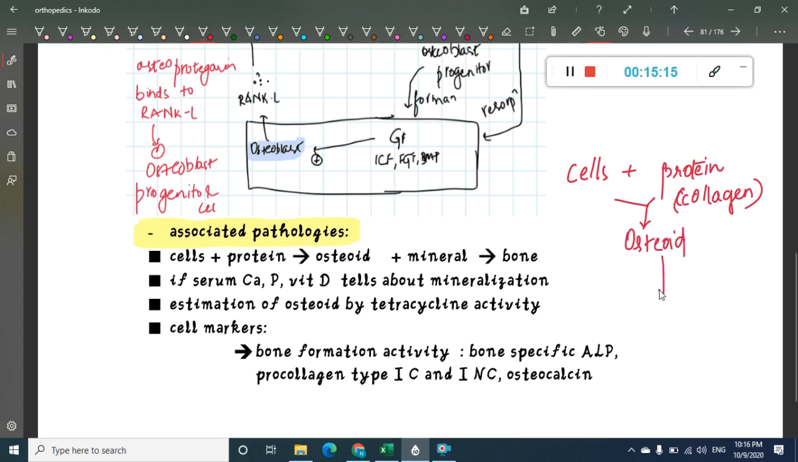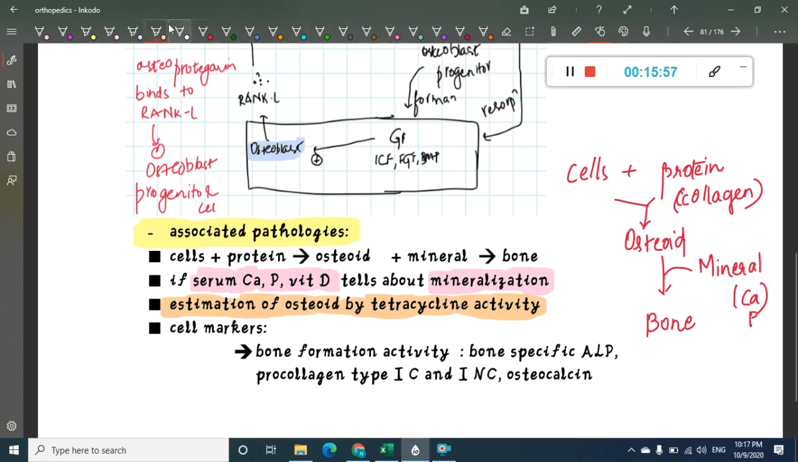To this osteoid, if we add a mineral, what is the mineral that we have to add in this situation? Here we will have to add calcium. If we add calcium to this osteoid, this leads to the formation of bone. The minerals, that is calcium, phosphorus and vitamin D, will tell us about the mineralization. And how are you going to estimate the osteoid? Osteoid is mainly estimated by tetracycline activity.